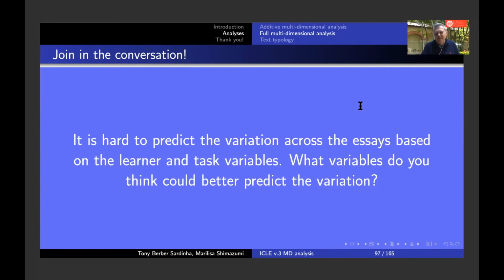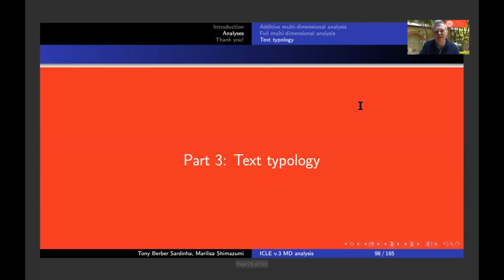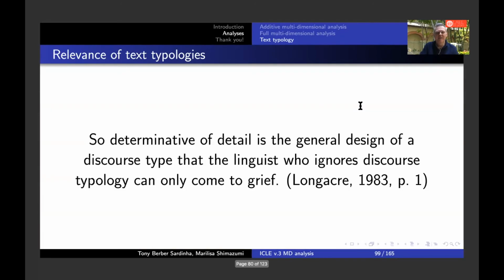All right, so part 3, text typology. This is a marathon, right? So here we go, text typology. This is very exciting. Longacre said back in the 80s, so determinative of detail is the general design of a discourse type that the linguist who ignores discourse types can only come to grief. So we don't want to come to grief. Let's pay attention to text typologies. They are very important.